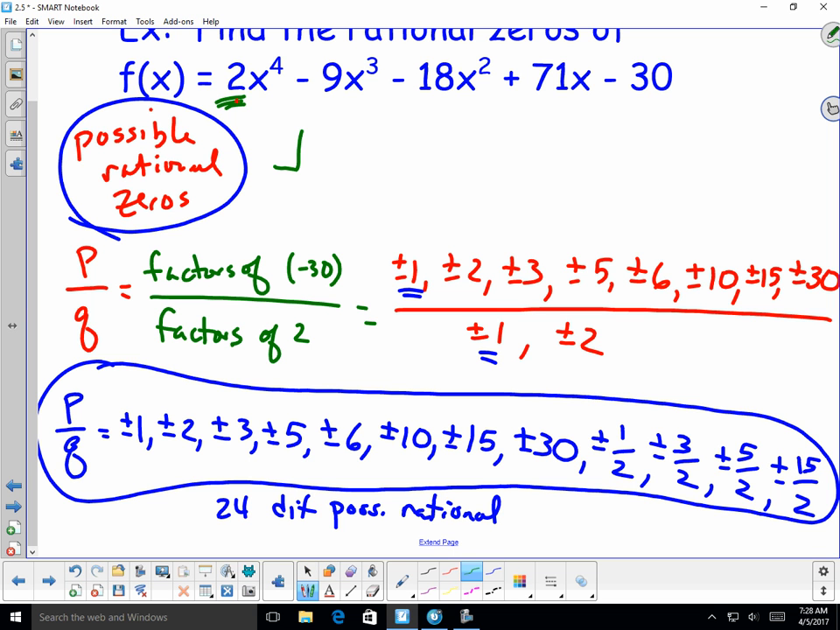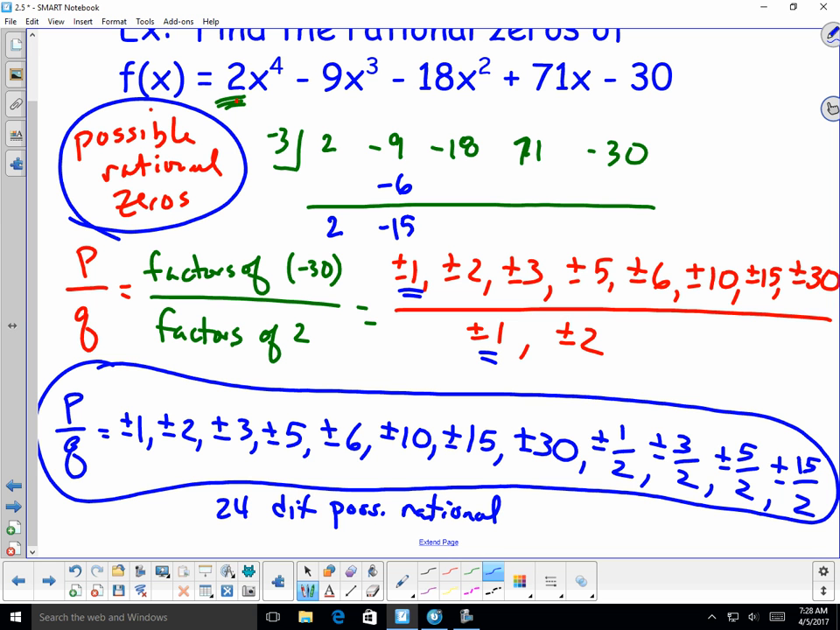So we're going to try negative 3. In the box, I got 2, negative 9, negative 18, 71, negative 30. And so let's try this and see if we get a 0 for remainder. I bring down the 2, I multiply, I get a negative 6. I add, I get a negative 15. I think that's going to be a 45. What's 45 minus 18? Is that a 27? I think. I'm going to go with that. And then negative 3 times 27 is negative 81. That's going to be a negative 10. When I add, that's going to be a positive 30, and I do get a 0. So that works to give me a 0.